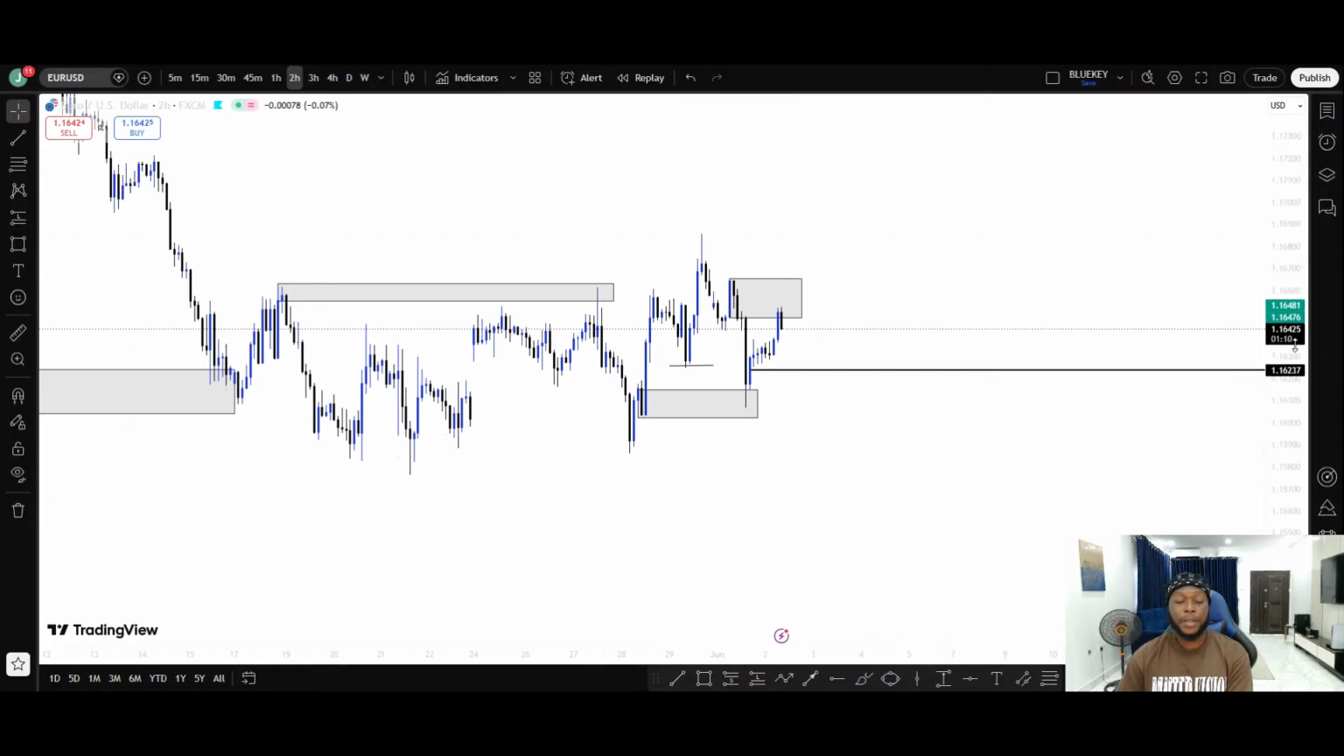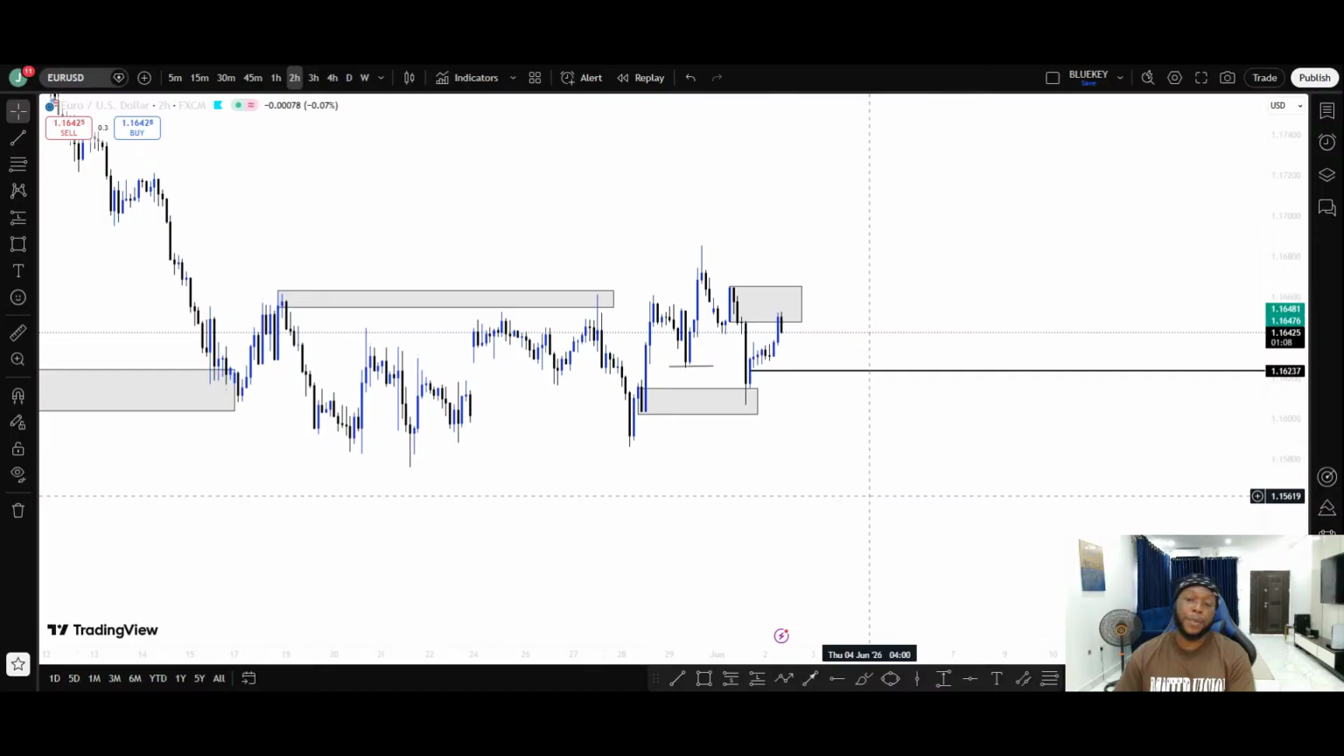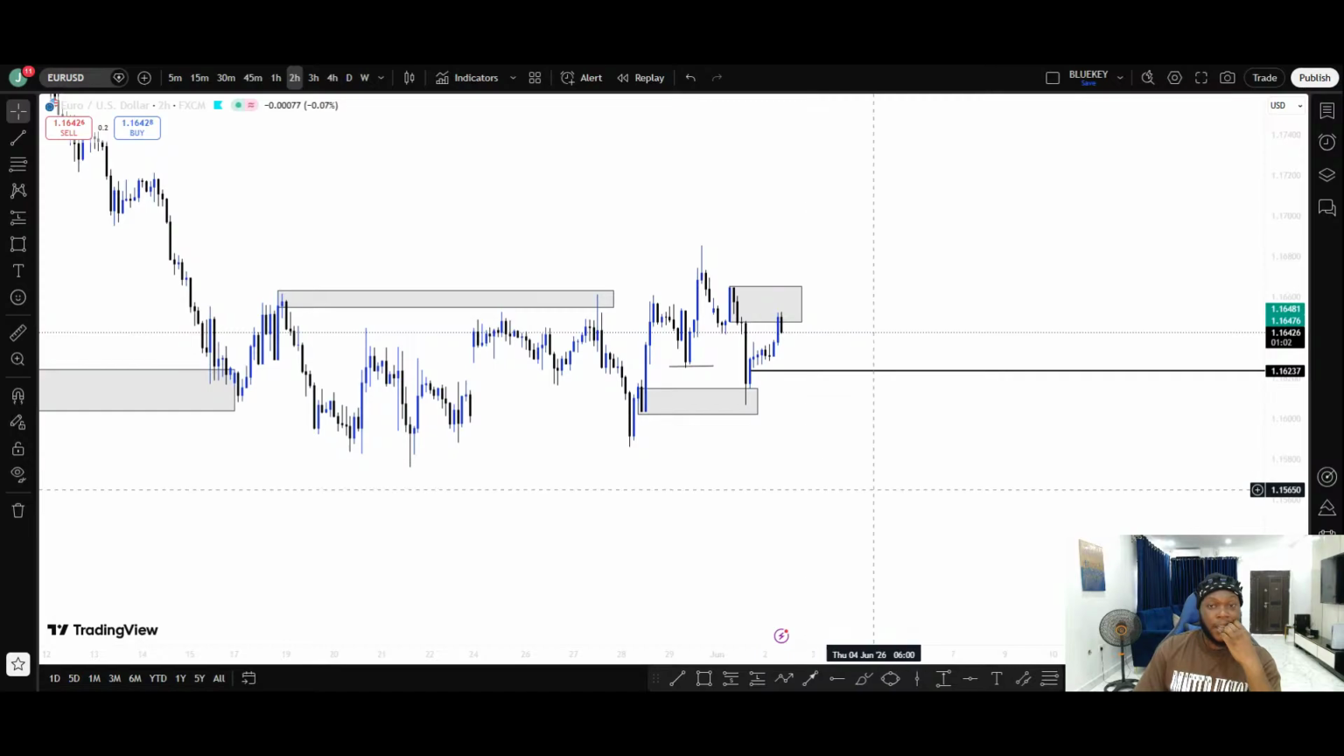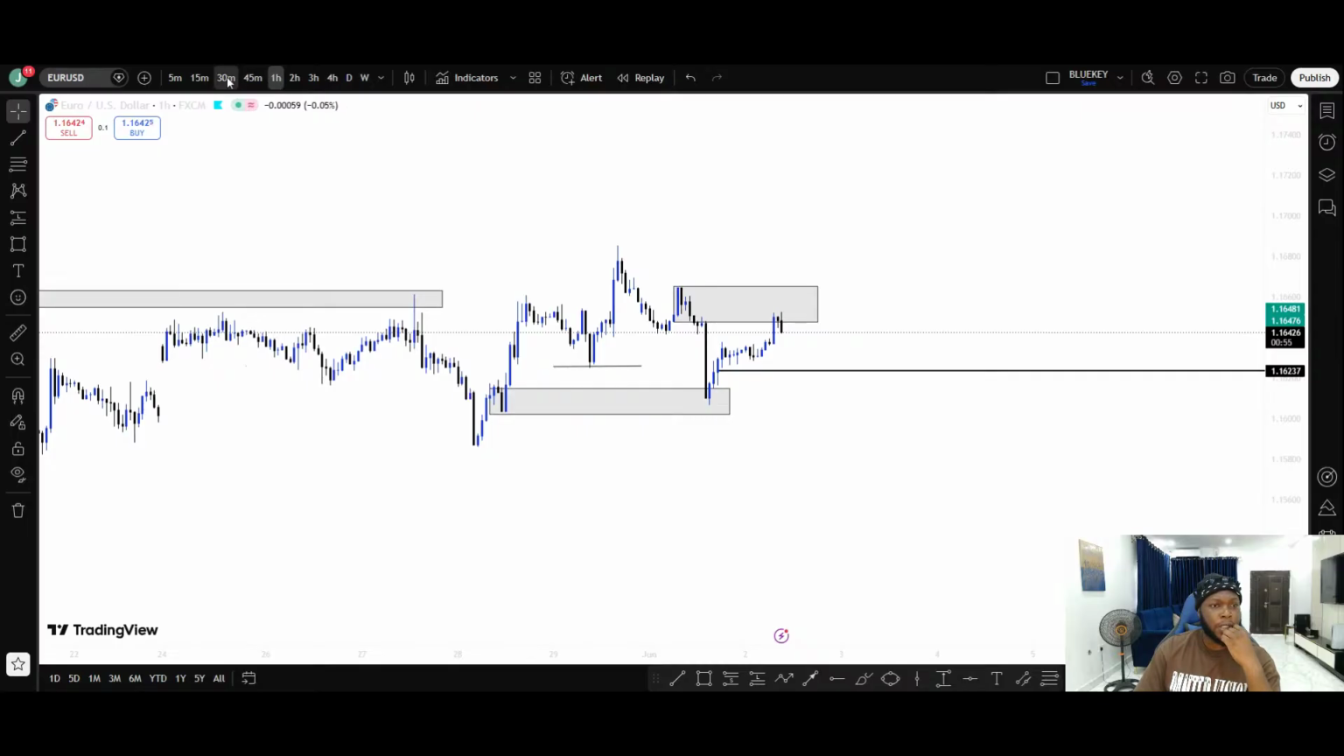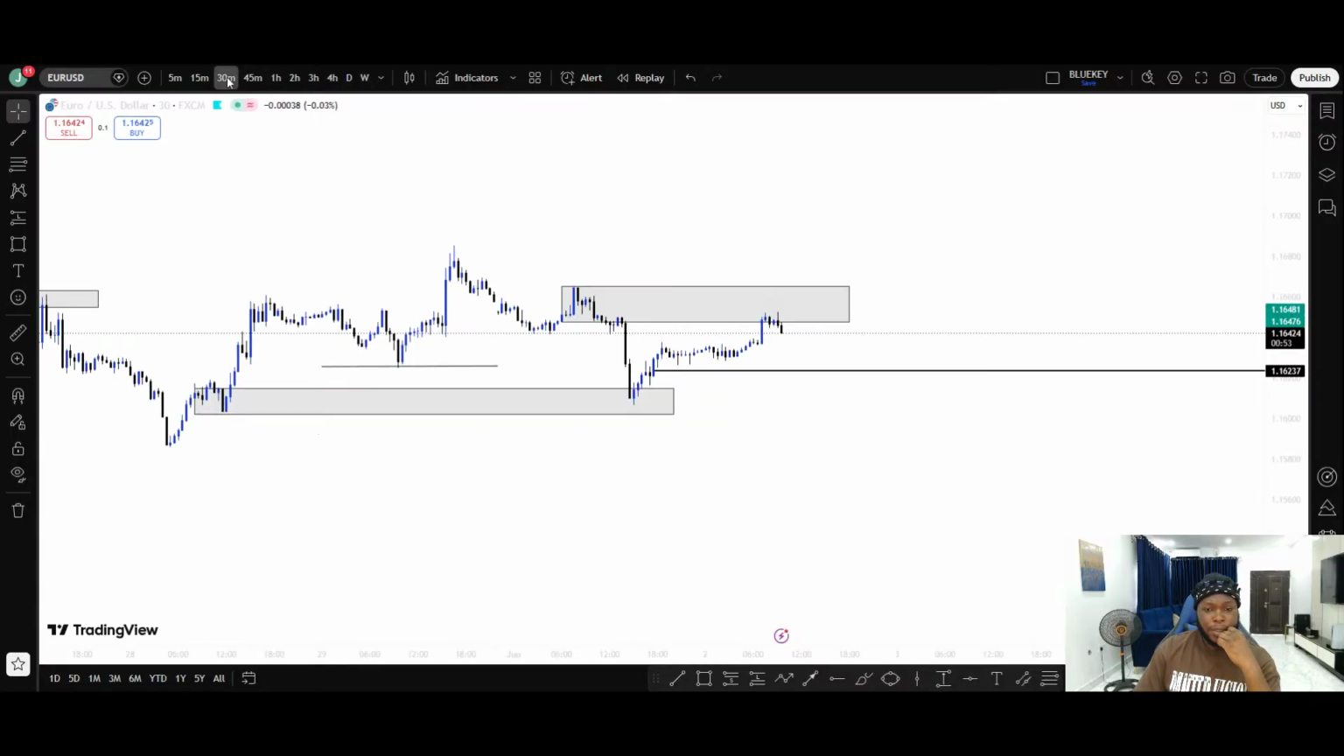So honestly, I'm not really seeing anything happening on this Euro USD again. I'm not seeing any particular setup or any sweeping. I can't tell you particularly buy here, sell here. Okay, let's break this down a bit. Let's go to a lower time frame and see if we're going to have any buy setup.